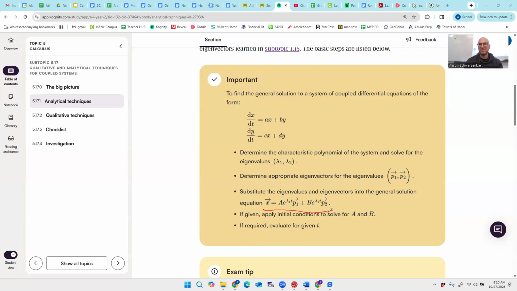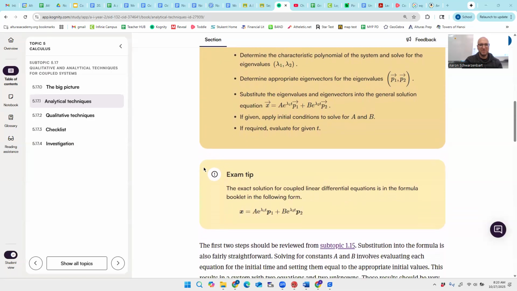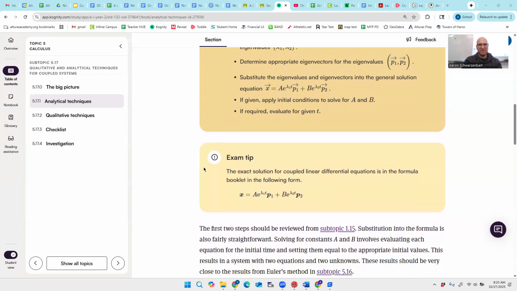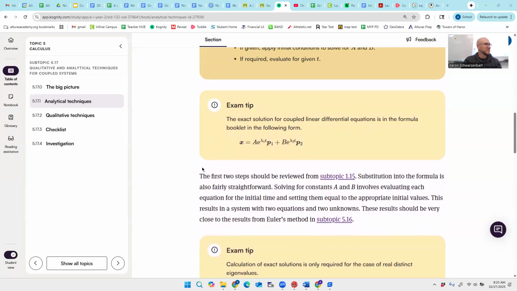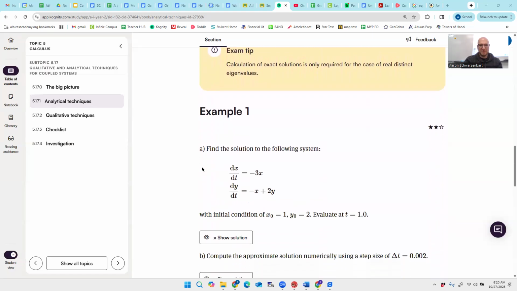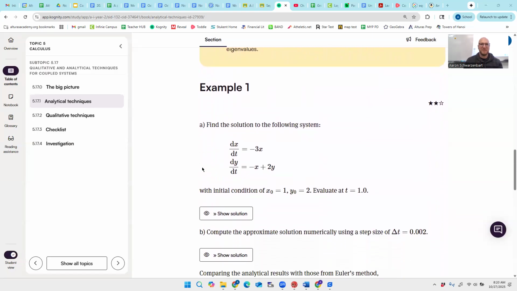I'll show you how to do this. Okay, it's not as bad as you think. I'm gonna move it up. The exam tip says this formula is in your formula booklet. Okay? Everybody got that down? So let's take a look at this.